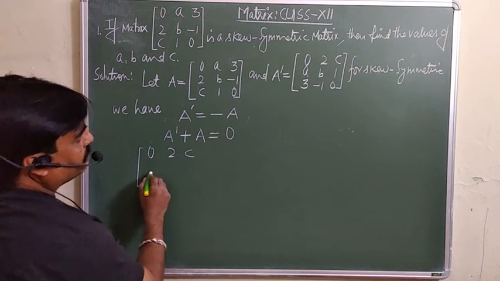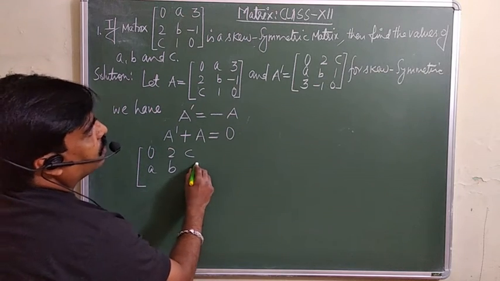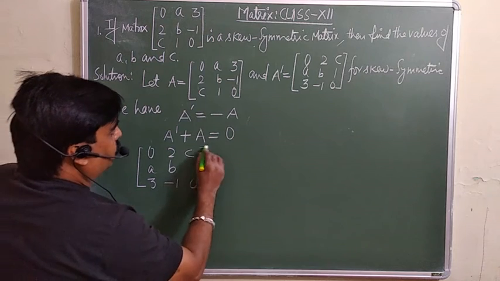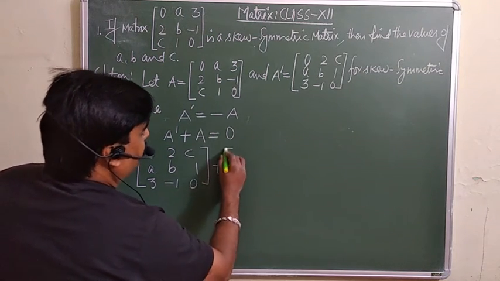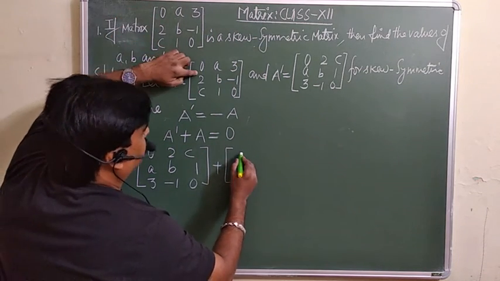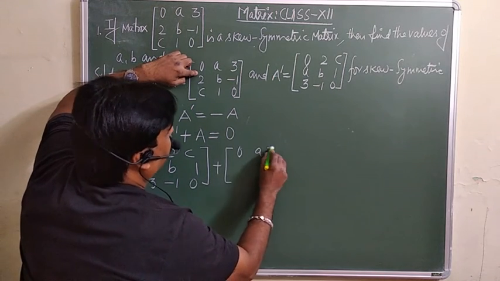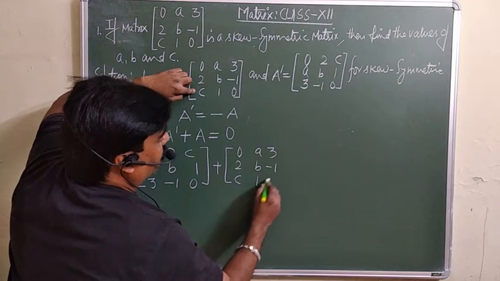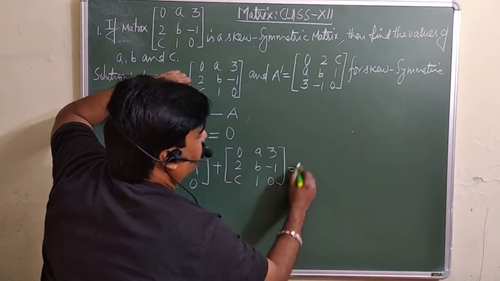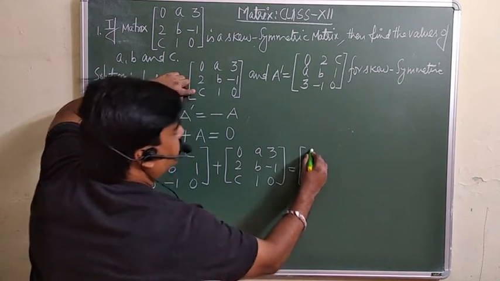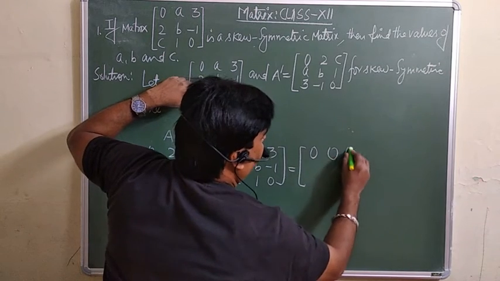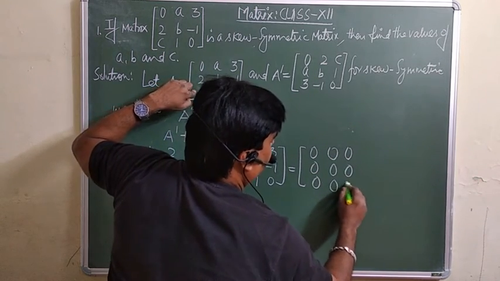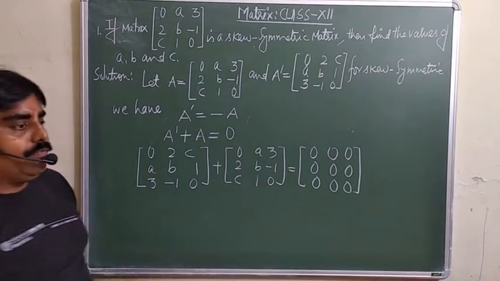A transpose is 0 2 C, A B 1, 3 minus 1 0. This is your A transpose plus matrix A, which is 0 A 3, 2 B minus 1, C 1 0, is equal to your 0 matrix, because it is a square matrix of 3 by 3. So you must write down the null matrix of 3 by 3.